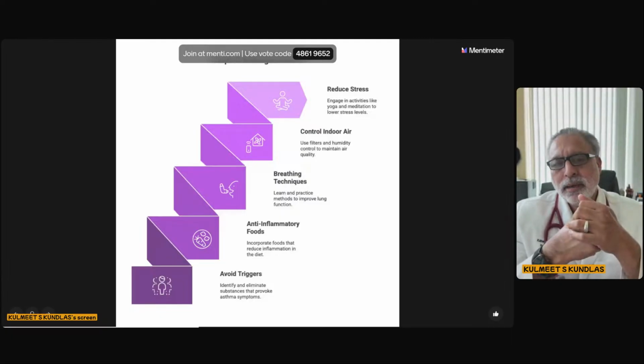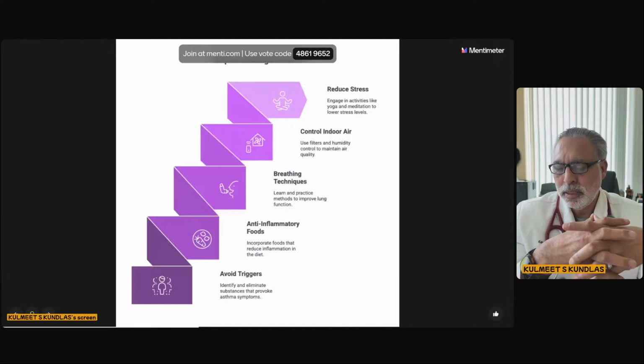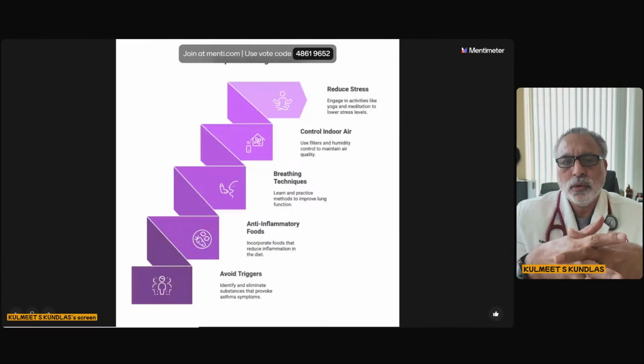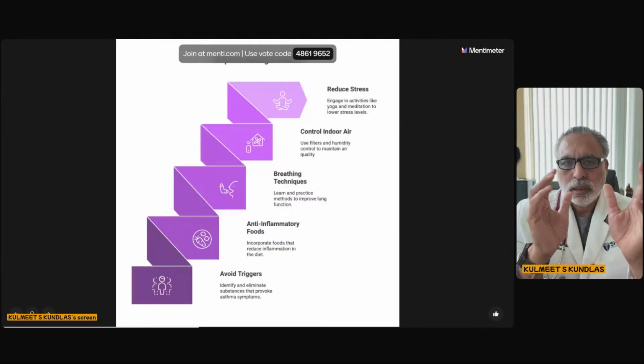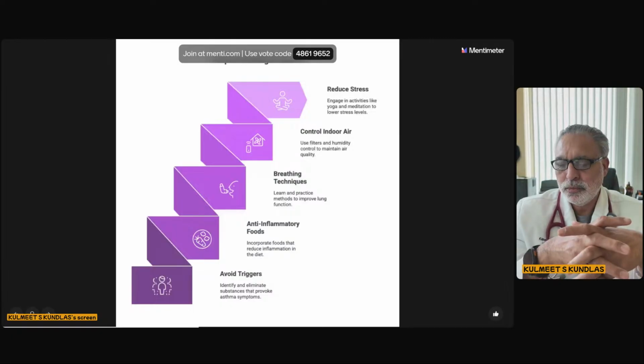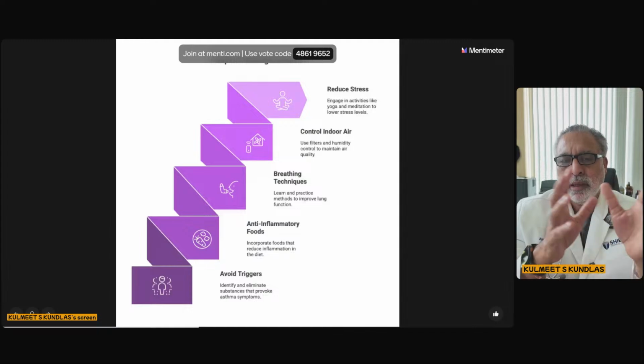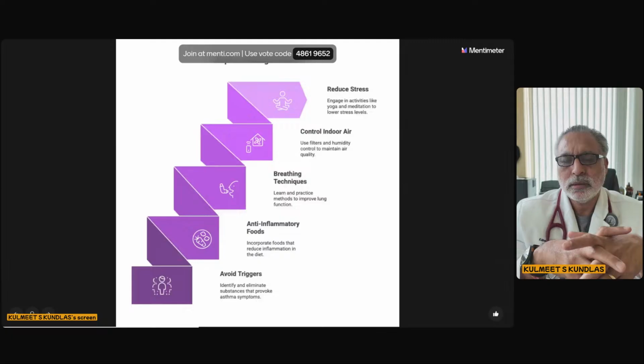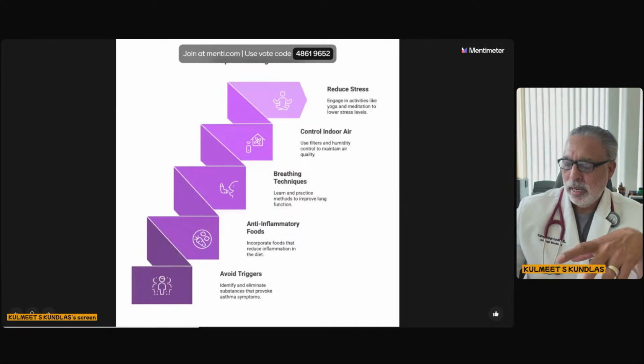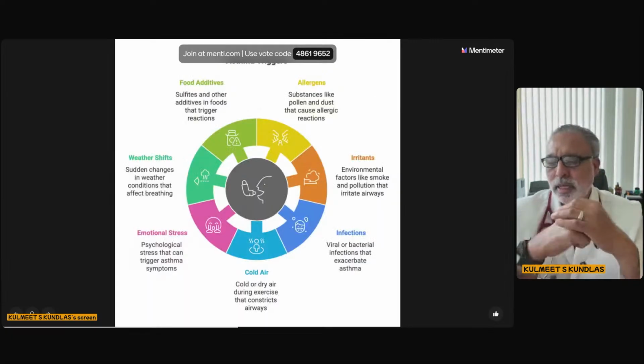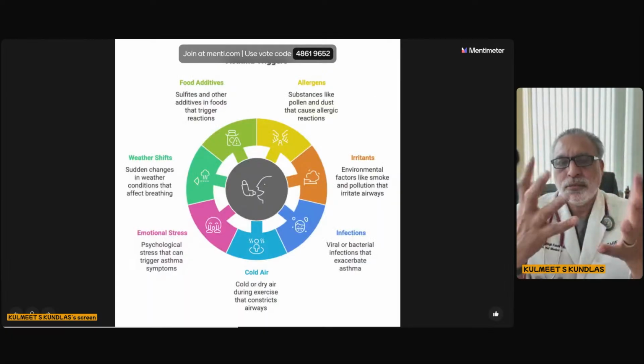Then there is what we now call the step ladder treatment for asthma. The core is: avoid your triggers, consume anti-inflammatory foods, do breathing exercises, and maintain your indoor temperatures closely, and don't expose yourself to harsh weather quickly. And then stress management, which has been very, very effective.